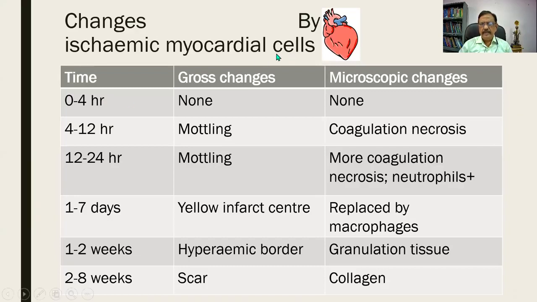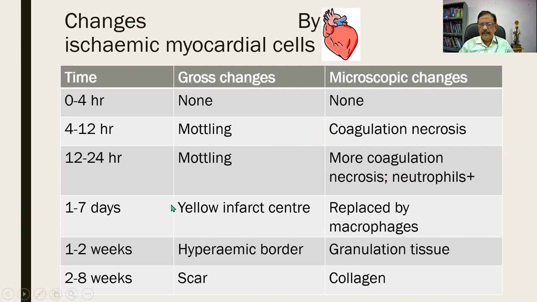Changes in the myocardial cells, and I have denoted it. So there are the various changes. Within the first few hours, there are no changes. After some time, you find that there is a coagulative necrosis developing, not very significant grossly. It takes more than 24 hours for the gross changes to be obvious. But microscopically, you can see coagulative necrosis. There can be neutrophils.